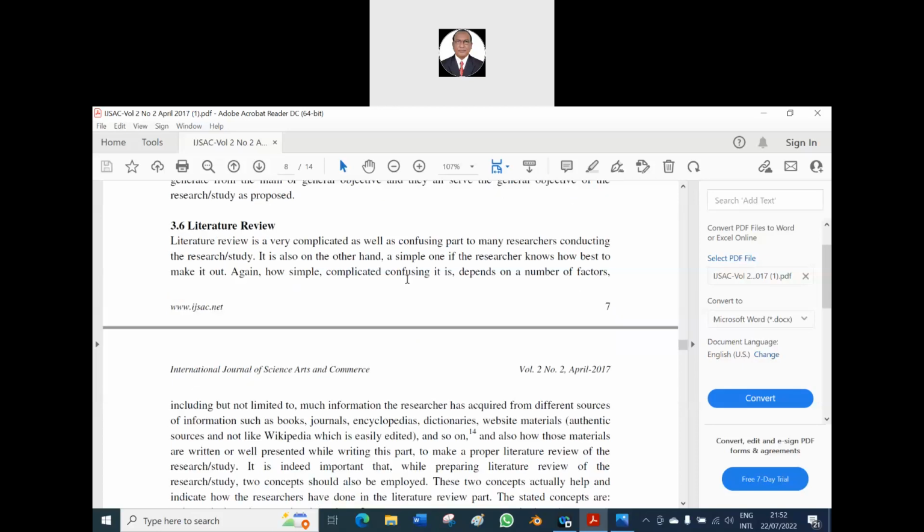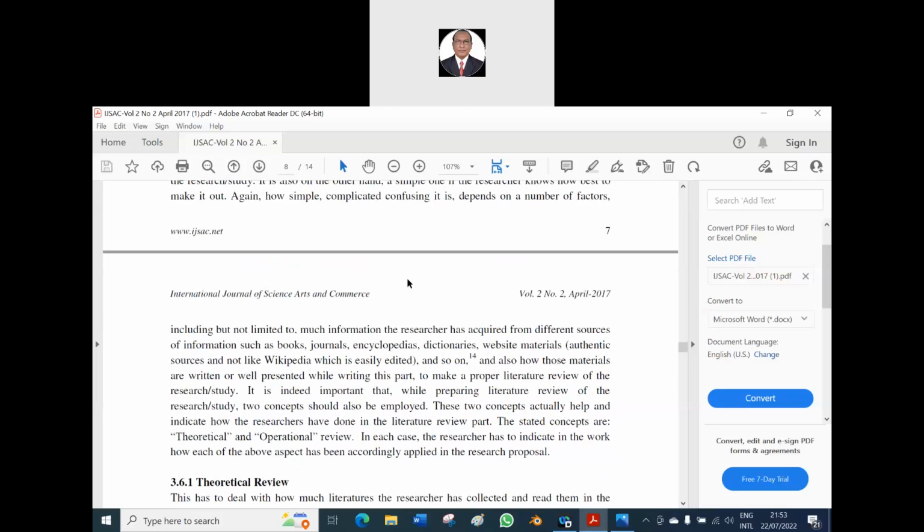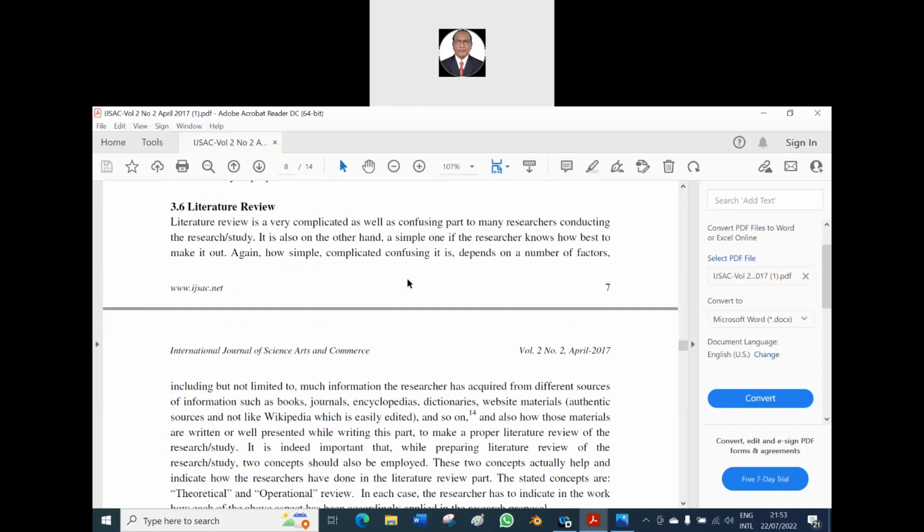Now the literature review. In the literature review, you find, on a topic, who has written a book, a journal, an article, a newspaper, or comments, reports, thesis, dissertation, and you read it. Once you read it, you see where he missed the thing which you want to show, and that should be specified in your literature review. A literature review is a very complicated as well as confusing part for many researchers conducting a research study. On the other hand, it is simple if the researcher knows how best to make it.